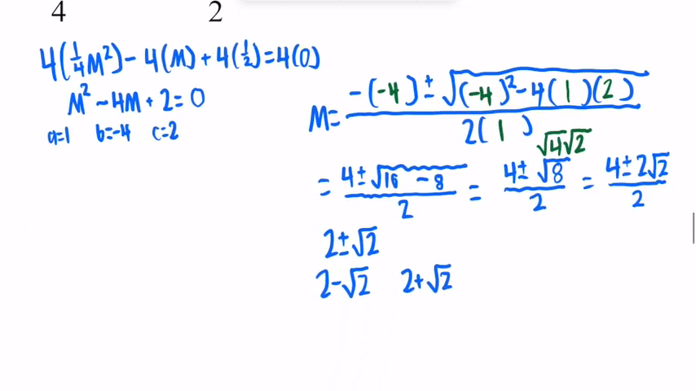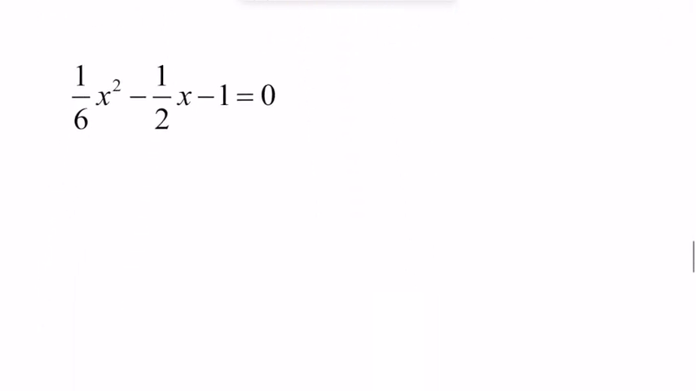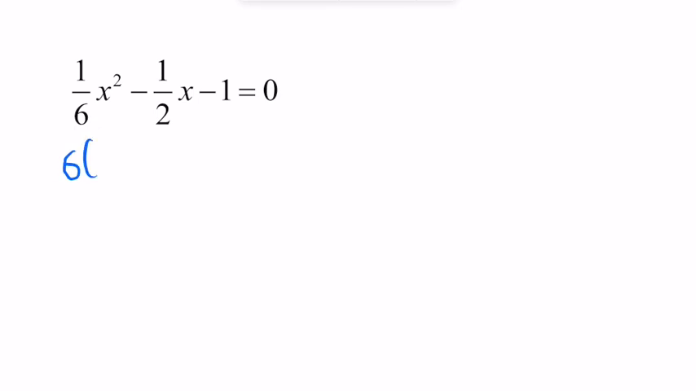If you'd like to try the next problem on your own, pause the video now and resume when you're ready to see the solution. So for 6 and 2, a common denominator we could multiply by to get rid of the fractions would be 6.